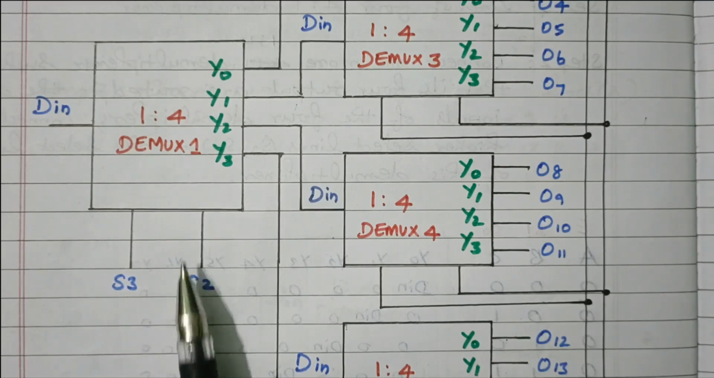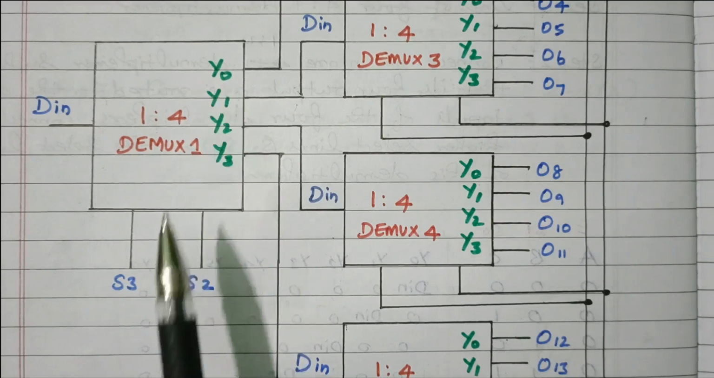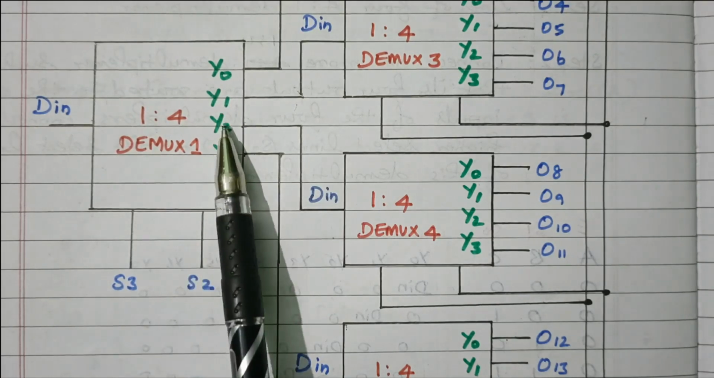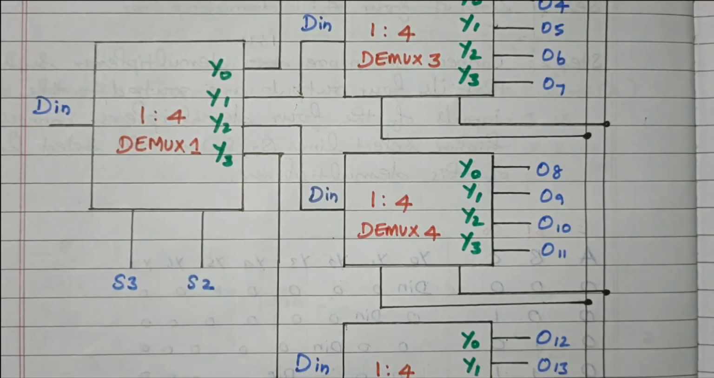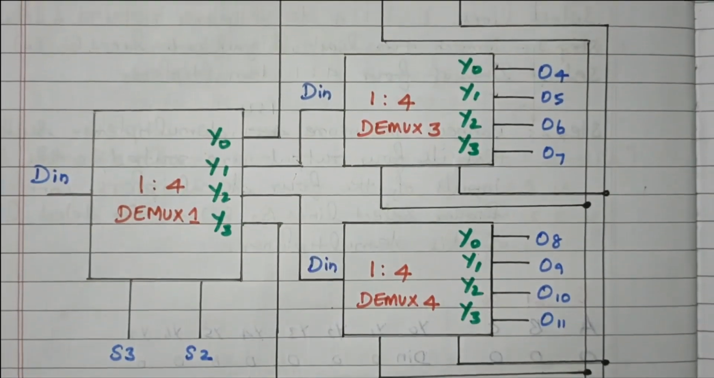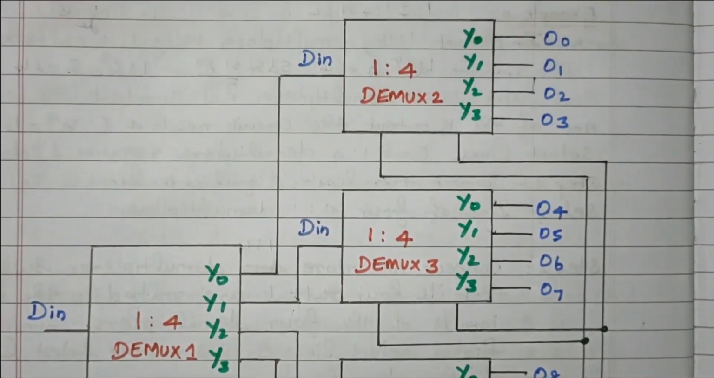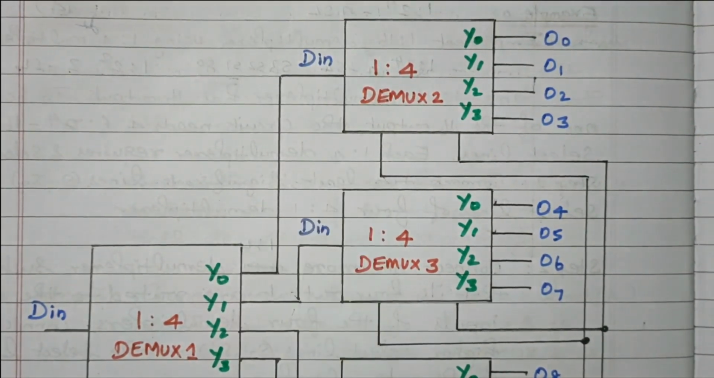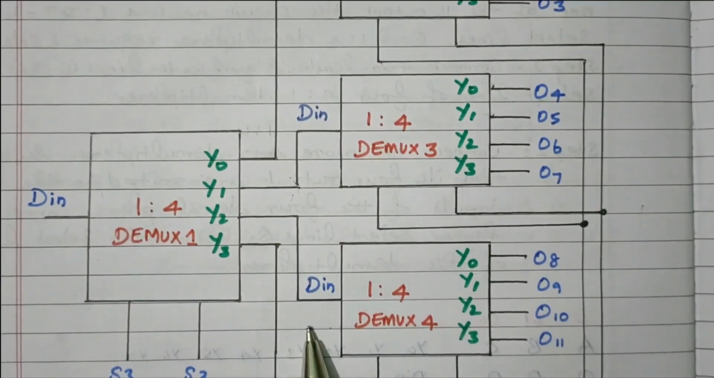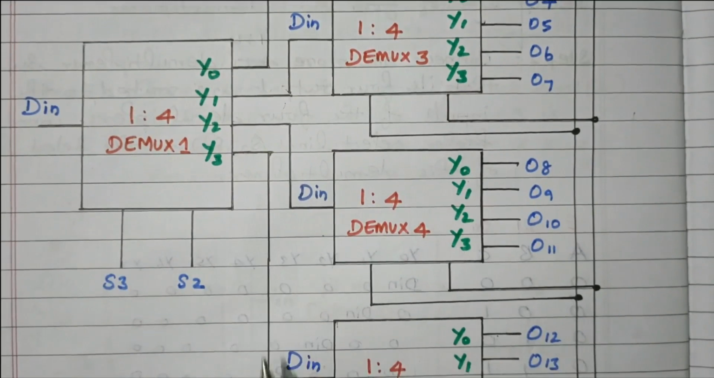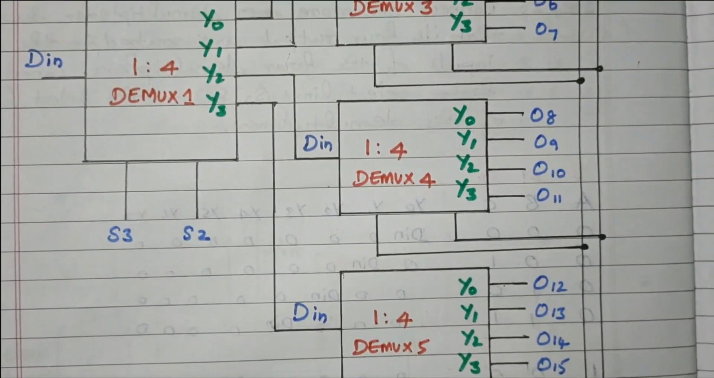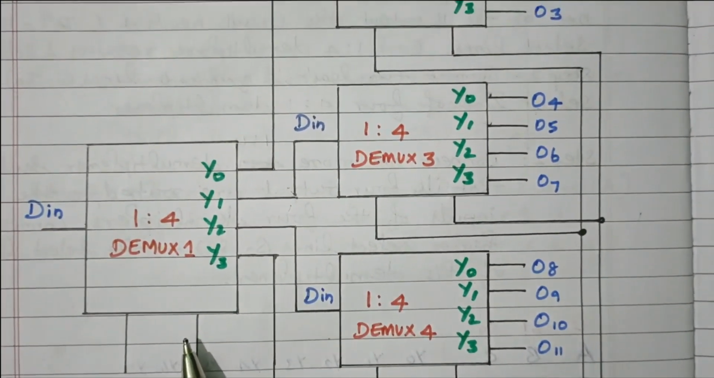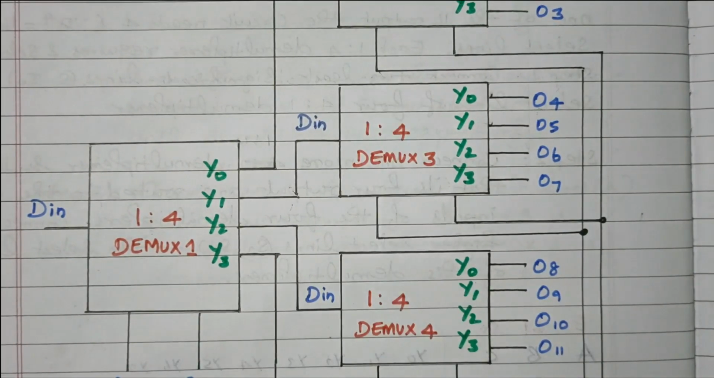Suppose it is 0 0, then the output will be available at Y0. 0 1 means output is available at Y1. 1 0 means Y2, and 1 1 means Y3, right? So this Y0 is connected to dmux 2, Y1 is connected to dmux 3, then Y2 is connected to dmux 4, then Y3 is connected to dmux 5, right? So this dmux will route the available input to these 4 dmux, right?